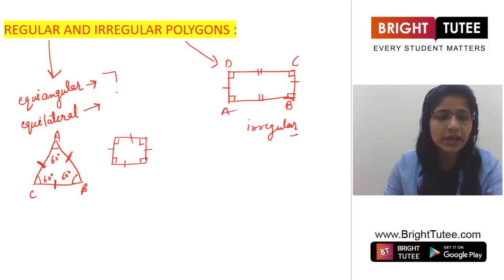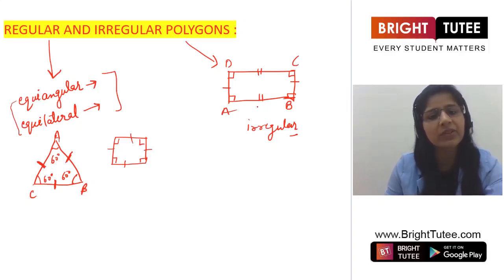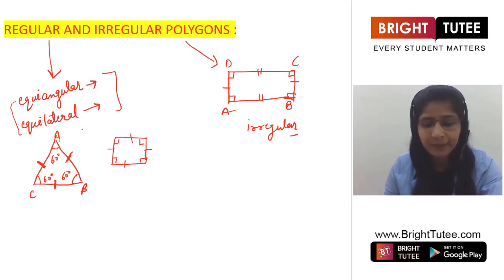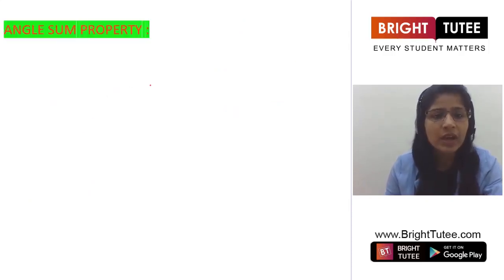Right? Two conditions must be satisfied. If a polygon is only equiangular, it won't be a regular polygon, or if it is only equilateral, then it will not be a regular polygon. Equiangular and equilateral, these two conditions are mandatory for a polygon to be a regular polygon. Clear? Let's go to the next one, which is angle sum property.